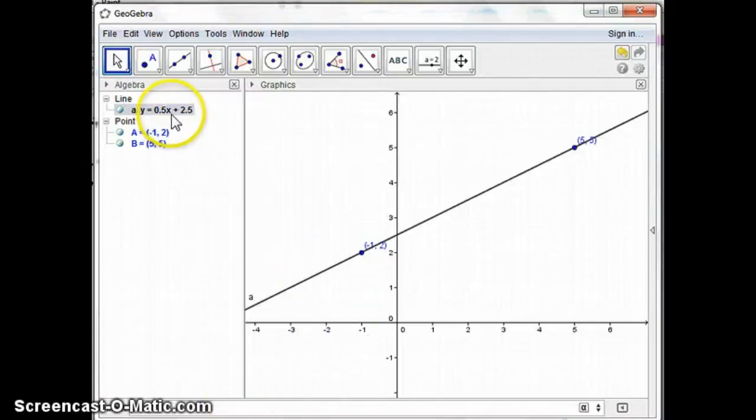So we can see that's the right equation, and it goes through the 2 points we want. Notice on GeoGebra it changes them to decimals, and usually it rounds them off, but they're exact. So 5 over 2 is 2.5, and of course a half is 0.5x, so it's the same formula.